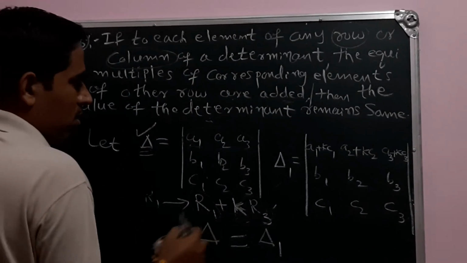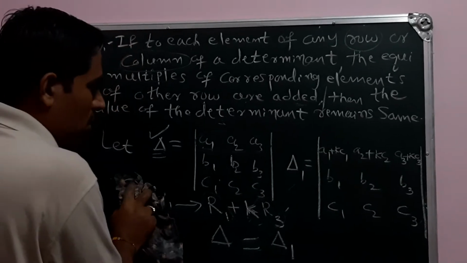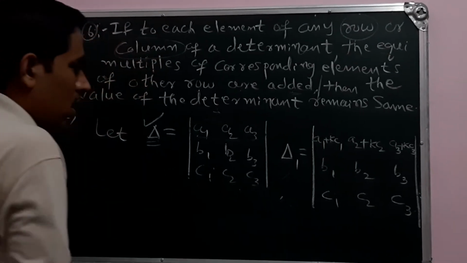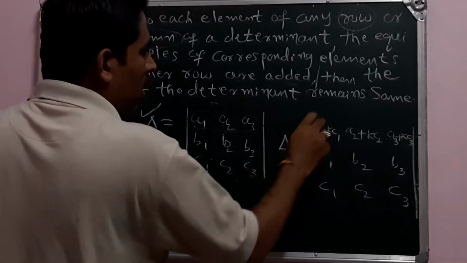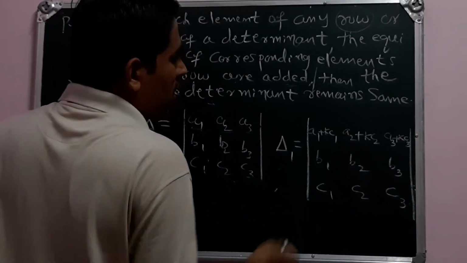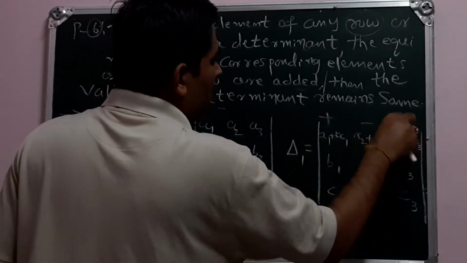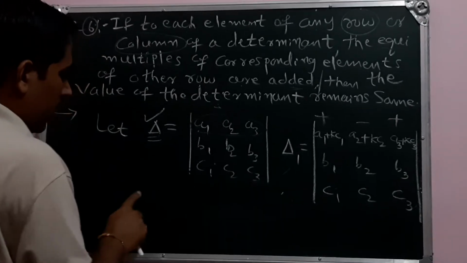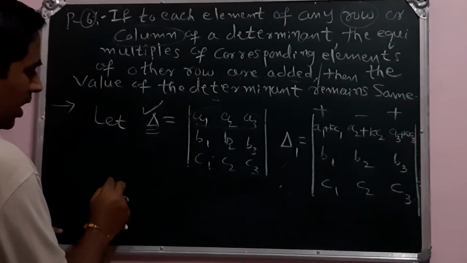So R1 changes to this one. So I will expand this determinant. So what happens here? Let us expand this delta 1. I can take this along the first row, with signs plus, minus, plus. So I will write this here. That is equal to.